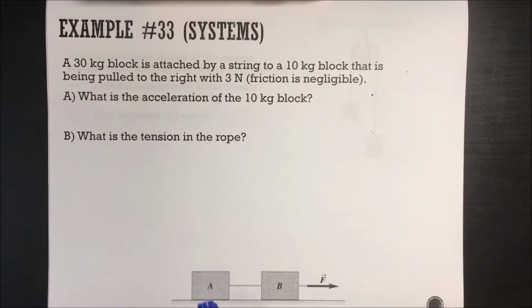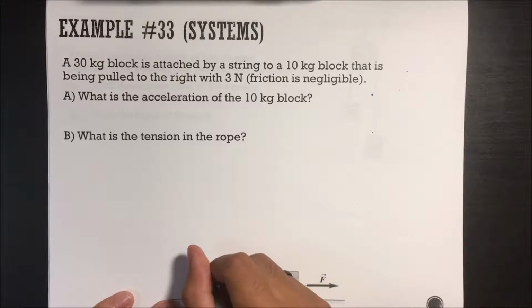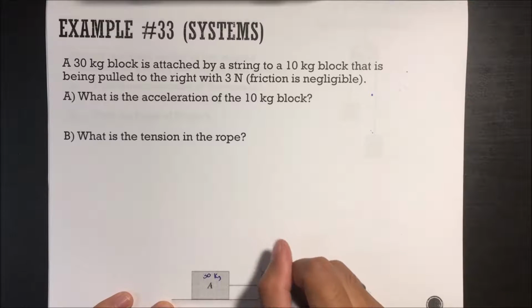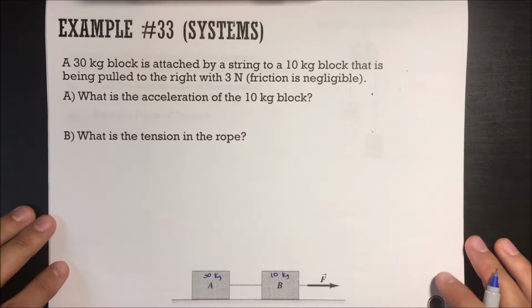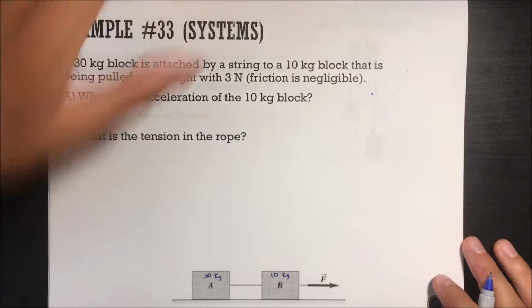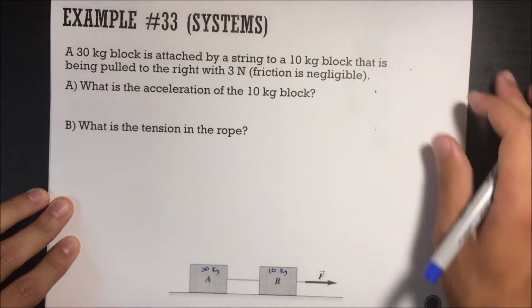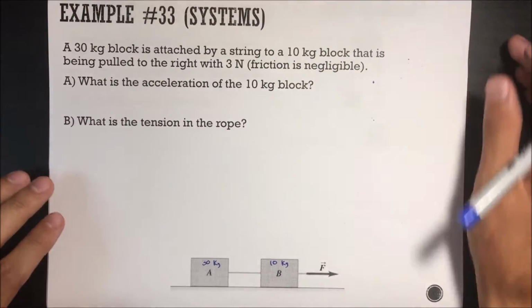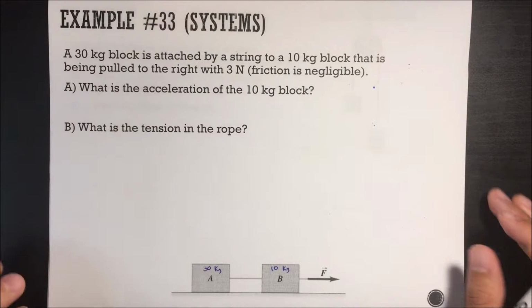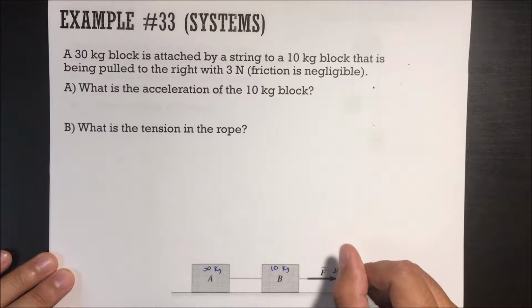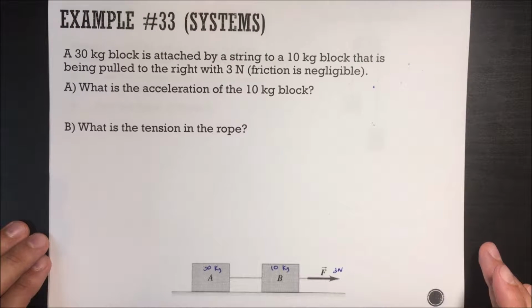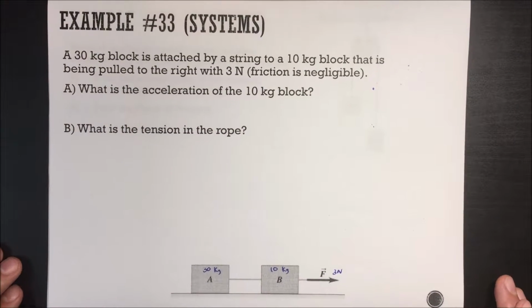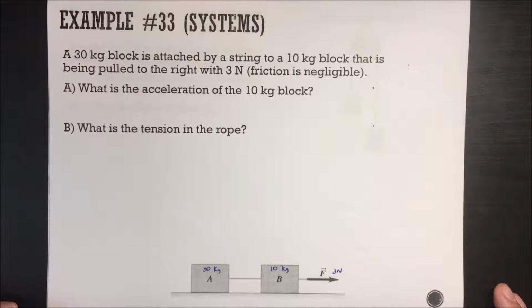A 30 kilogram block is attached by a string to a 10 kilogram block. So this one is 30 kilograms, this is 10 kilograms. That is being pulled to the right with 3 newtons. Friction is negligible, like this. So in this situation, this is being pulled with 3 newtons of force. Let's try to solve this problem. What is the acceleration of the 10 kilogram block?